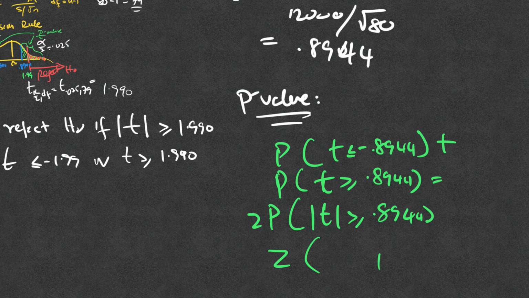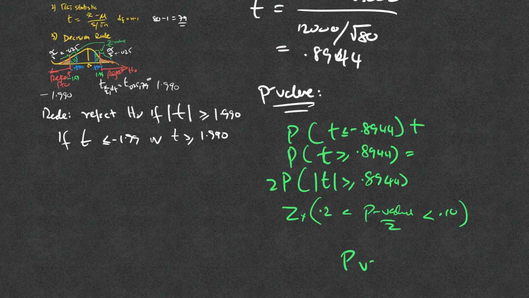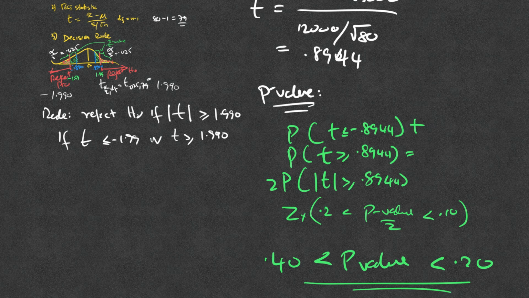and we know that half of the p-value is between, you said, 20% and 10%? Okay. So twice that would be that the p-value is between 0.4 and 0.2. That's the p-value.